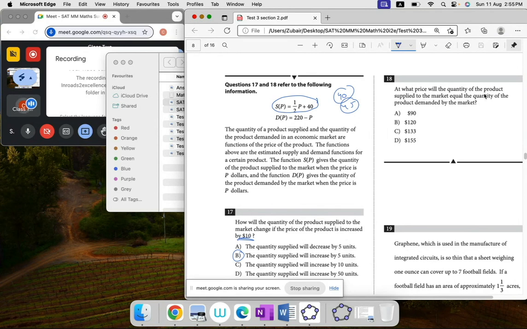At what price will the quantity of the product supplied to the market equal the quantity of the product demanded? We just equate them and solve. 1/2 p plus 40 equals 220 minus p. So 3/2 p equals 220 minus 40, which is 180. 180 times 2/3 is 120. At this price, demand equals supply.